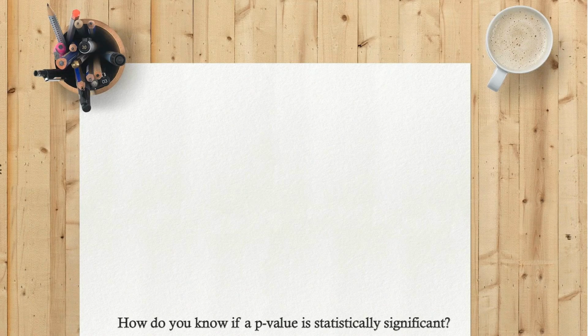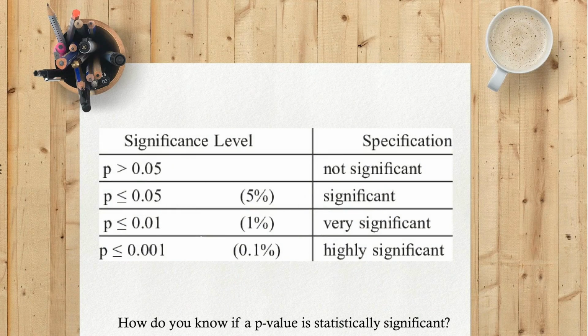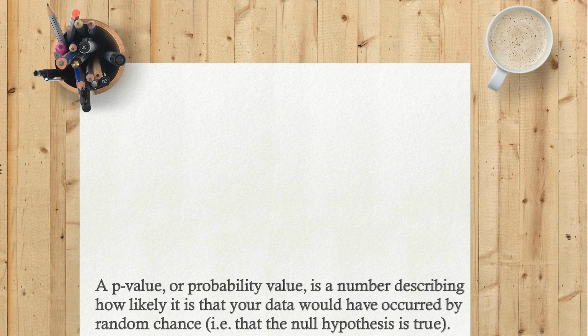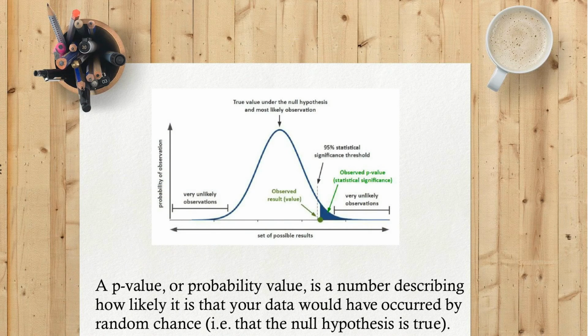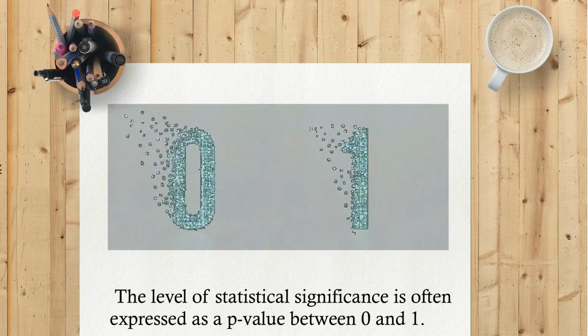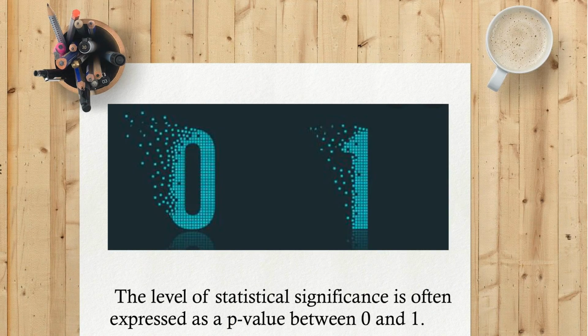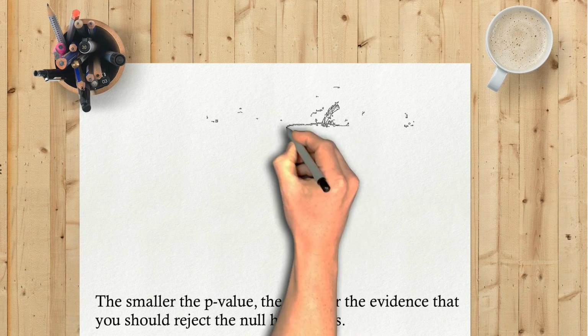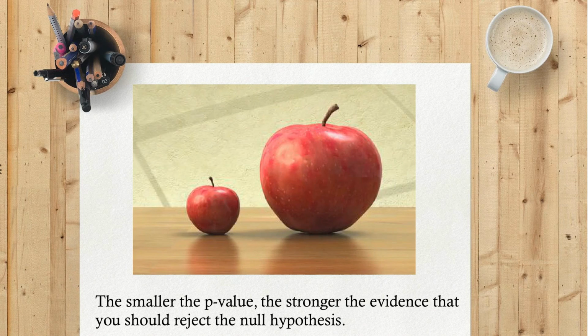How do you know if a p-value is statistically significant? A p-value, or probability value, is a number describing how likely it is that your data would have occurred by random chance. That means that the null hypothesis is true. The level of statistical significance is often expressed as a p-value between 0 and 1. The smaller the p-value, the stronger the evidence that you should reject the null hypothesis.